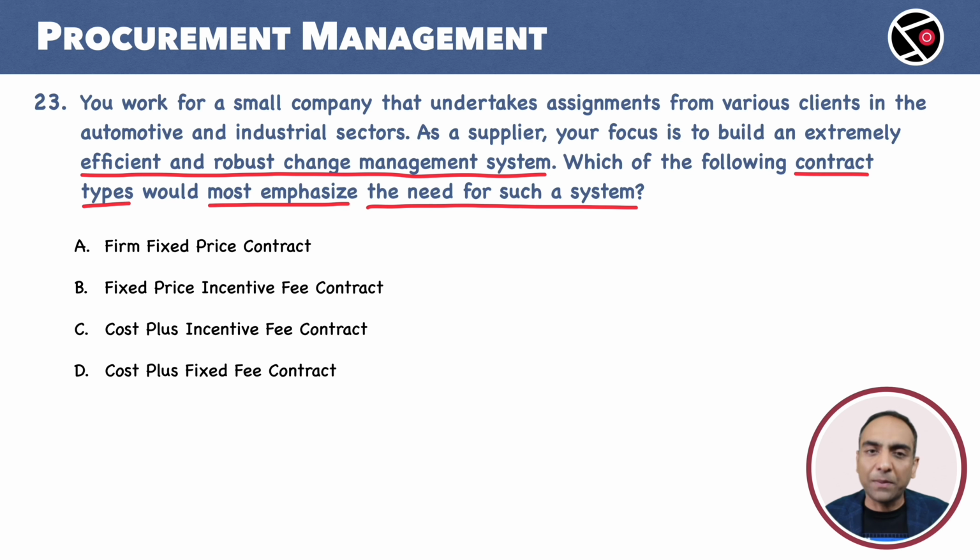Change management system helps, irrespective of the contract type. But we need to pick a contract type that needs this system the most. Remember, we are the supplier, not the buyer. A. Firm fixed price contract. So, from seller's perspective, how important is a strong change management system while dealing with FFP?